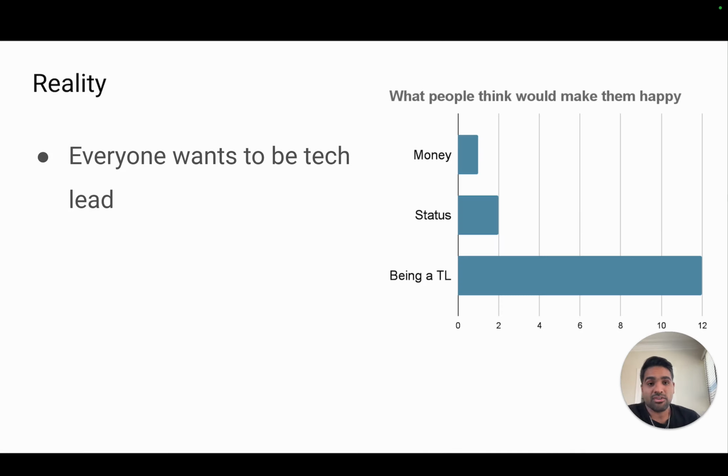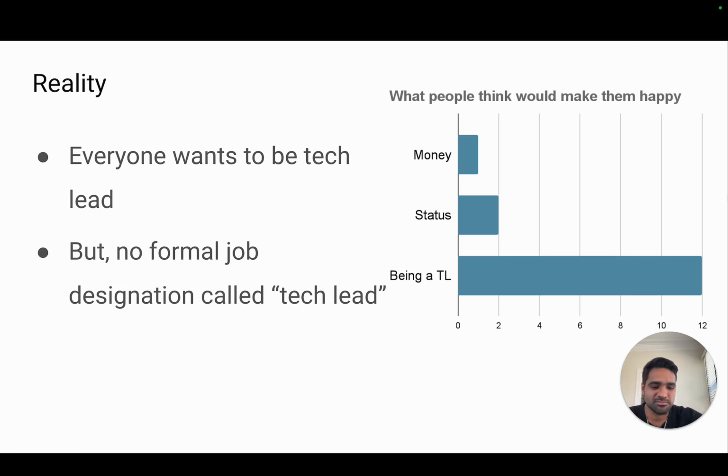So the truth of the matter is that everyone wants to be a tech lead. It's an important role. It comes with responsibilities, but it comes with authority and influence. And who wouldn't want that, right? Like, you work with people, you get the recognition you deserve. And I was there too a few years ago.